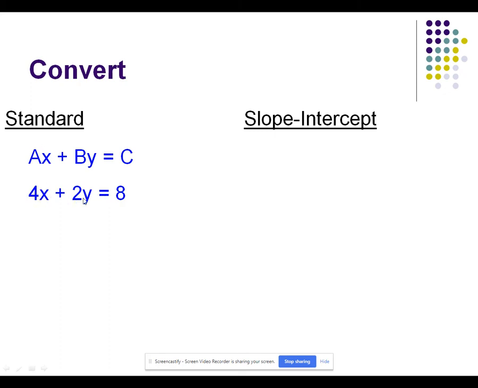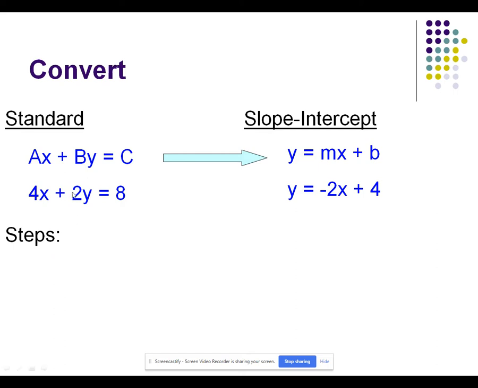So if you had 4x plus 2y equals 8 and you wanted to graph it, that would be harder because you can't just look at it and find the slope. You can't just look at it and find the y-intercept. So you would have to be able to take it from standard form and change it to slope-intercept form. So if you have 4x plus 2y equals 8, slope-intercept form would be y equals negative 2x plus 4.